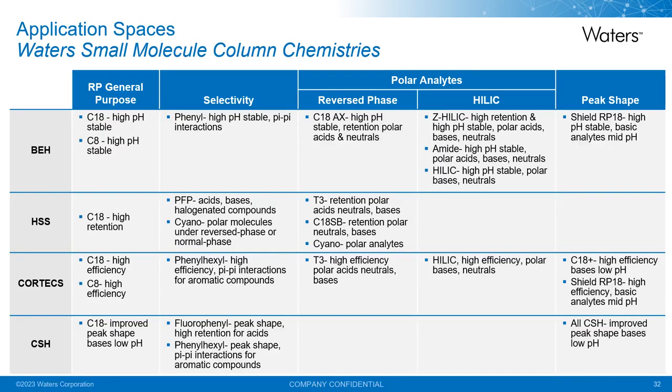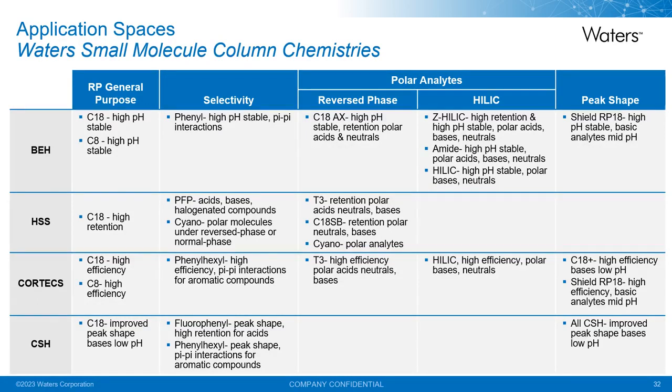family. In HILIC phase, there is a Z-HILIC, which gives high retention and high pH stability for polar acids, bases, and neutrals. There's also an amide, which is high pH stable, giving a good selectivity for polar acids, bases, and neutrals, and an unbonded bare HILIC particle. And within the Cortecs family of solid core, there's also a HILIC particle. For peak shape improvement, especially for peak shape for bases, there's the Shield RP18.